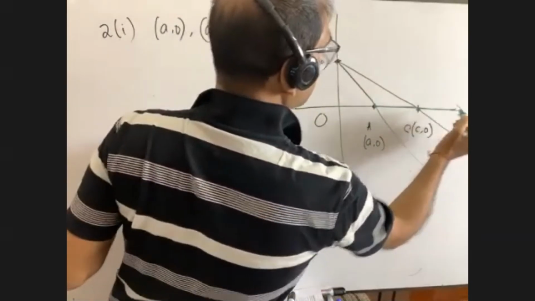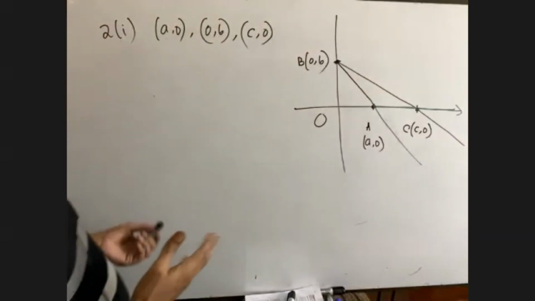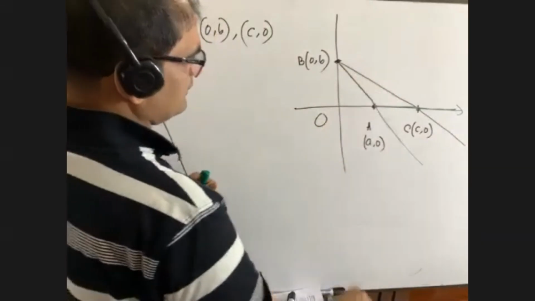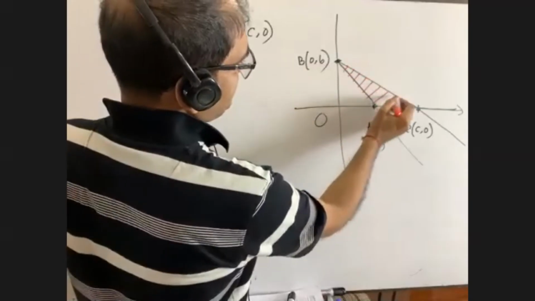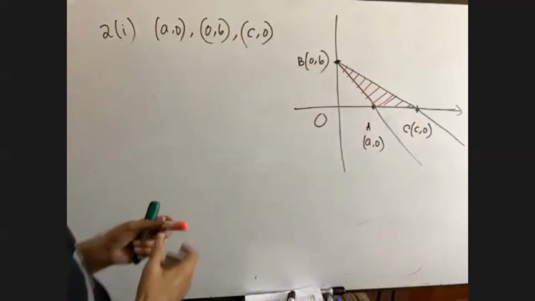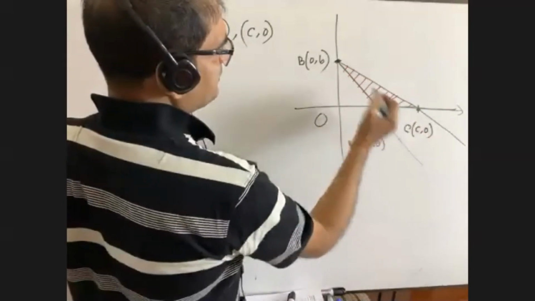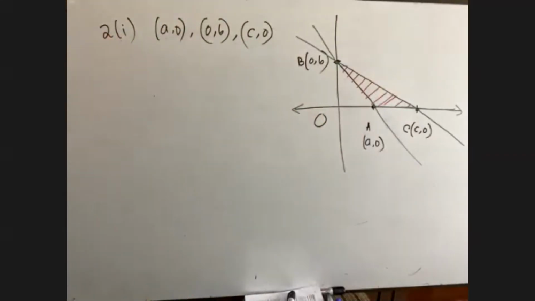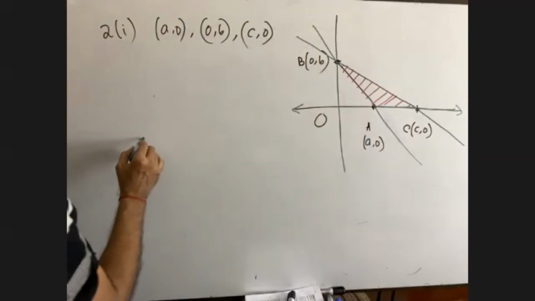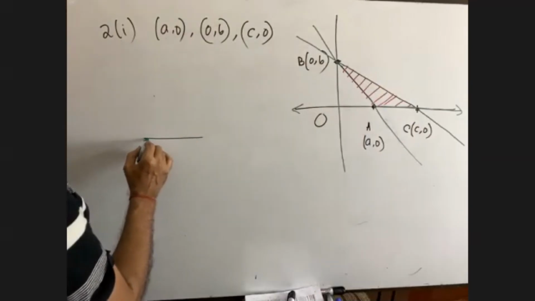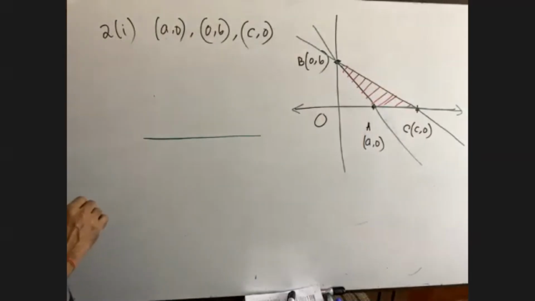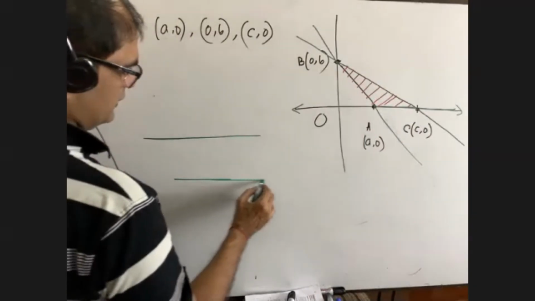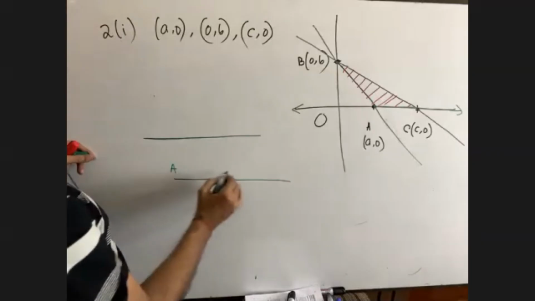Now, very interesting math is given. Question number 21, very interesting. Three points are given: (A, 0), (0, B) and (C, 0). Actually, these are the three vertices of a triangle. So we can write here A comma 0, 0 comma B, and this is C comma 0.